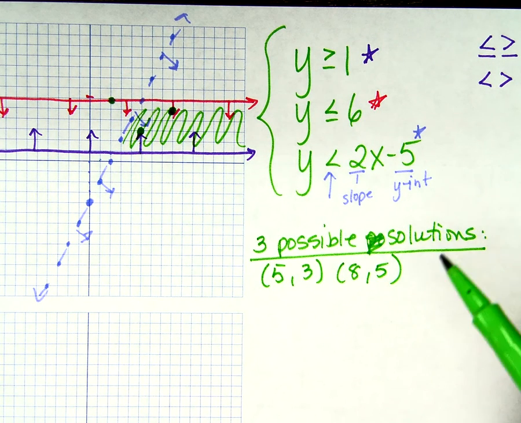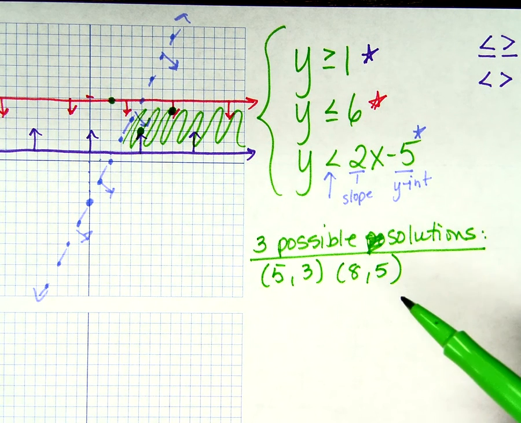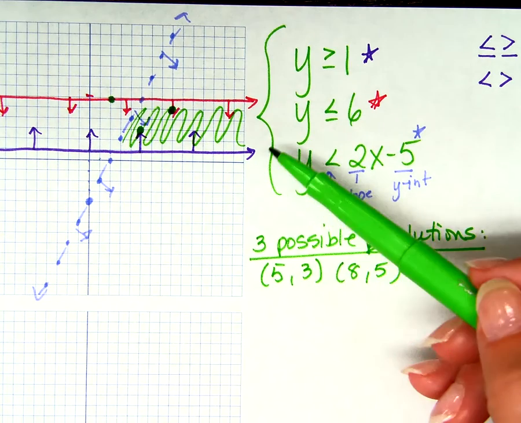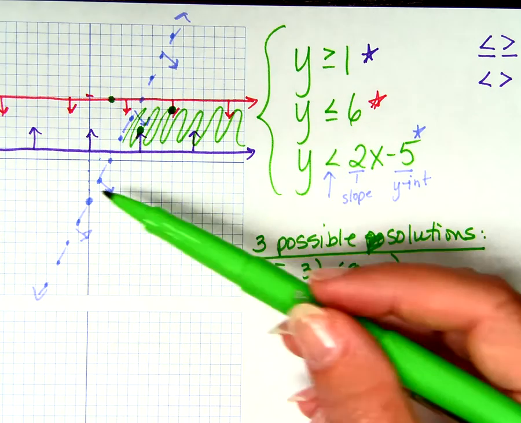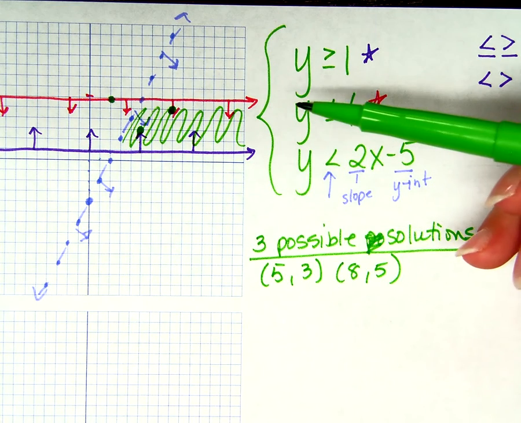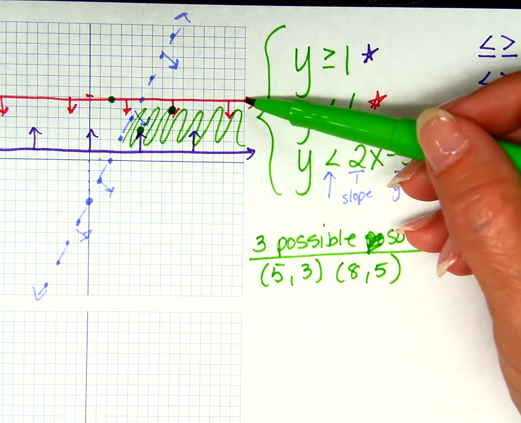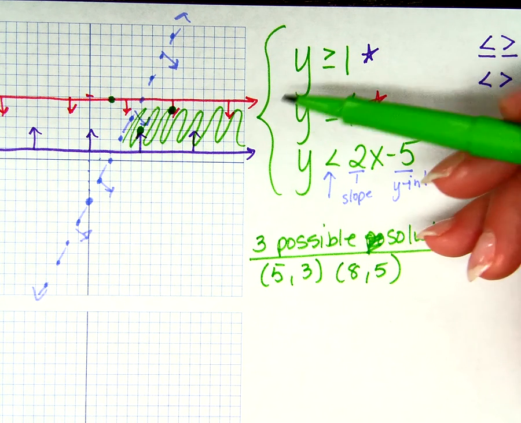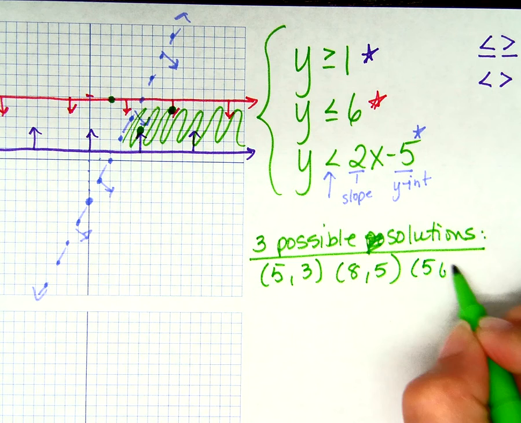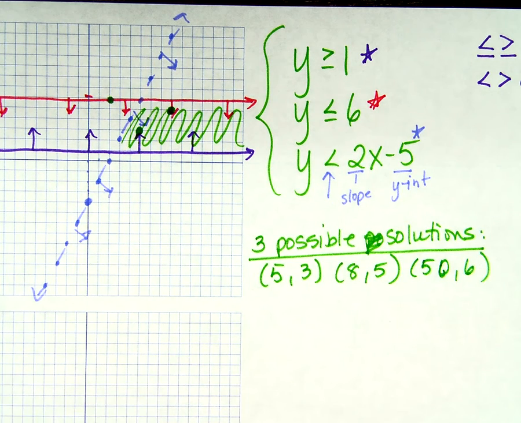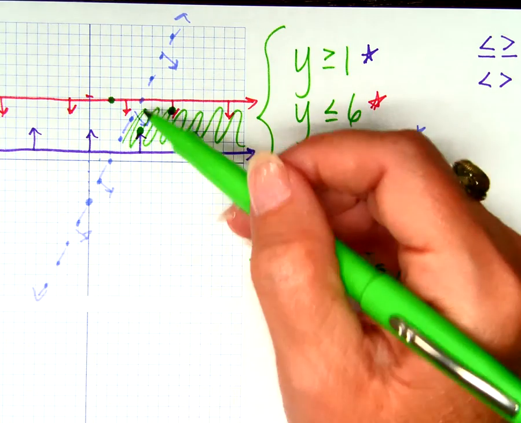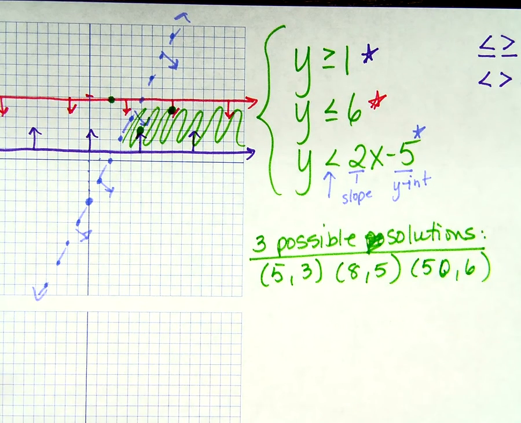What about 50, comma 6? Can I graph that on here? No. But where does it lie? Where does the point lie? Isn't it on the red line? Are you sure that's a solution? Good, I wanted you to be. 50, comma 6 is a solution. I can't see it, but I know it's going to be part of the solution, right? Because as long as it lies on the solid lines, isn't that part of the solution?